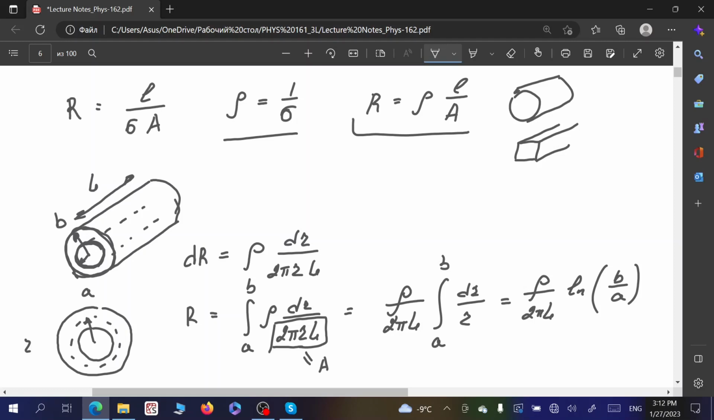So we satisfy this condition. We have length here, which is in the radial direction, and that is our dr, and area in the denominator. So this area is always perpendicular to the direction of electric current flow.